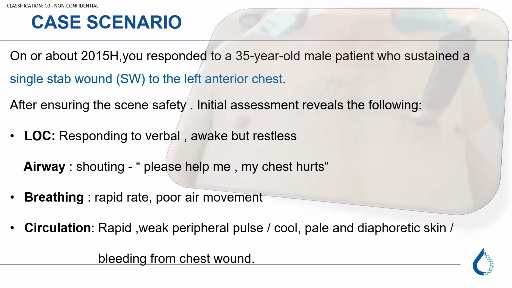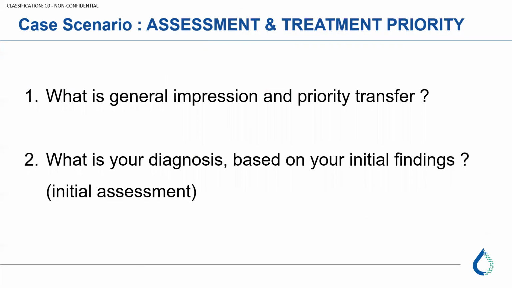My initial diagnosis for this one, since the level of consciousness of the patient is decreased and the patient is anxious, and also there's a problem with the breathing as well as the circulation, I believe that this patient is suffering from an early sign of shock secondary to penetrating trauma, and it can be a massive hemothorax. Excellent. Thank you. That's correct.